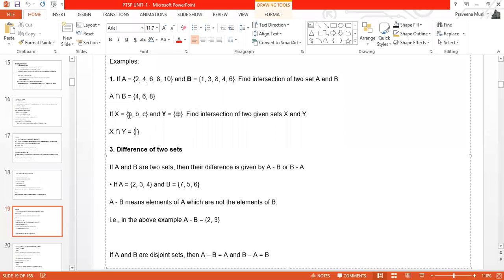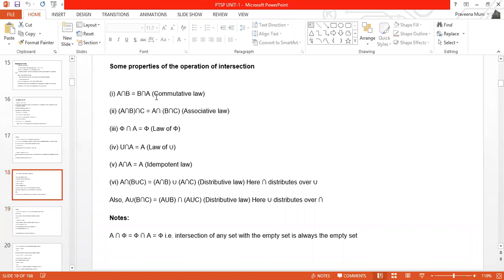Now see here, X is given as {A, B, C}, whereas Y is given as the null set. The null set does not contain any elements. Now if you find A intersection B, it does not contain any element. It means that it is the null set. Okay. Is it clear, students? Understood? So these properties we will be verifying using Venn diagram.